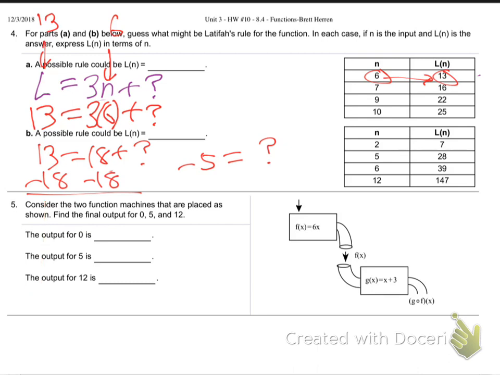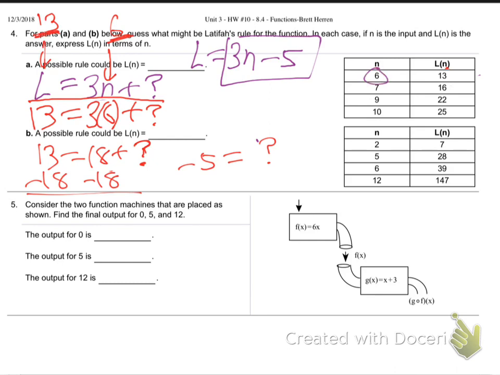Do you see that? I solved for this question mark. I knew the formula was 3n plus something, right? Because anytime this went up by 1, this went up by 3. So I knew it was 3n plus something, and then I found the something by saying, well, look, when n is 6, L is 13. And I solved for the question mark, negative 5. So here's the formula. 3n minus 5. That's the formula. See, that'll work. That'll produce any of the numbers in the other table.